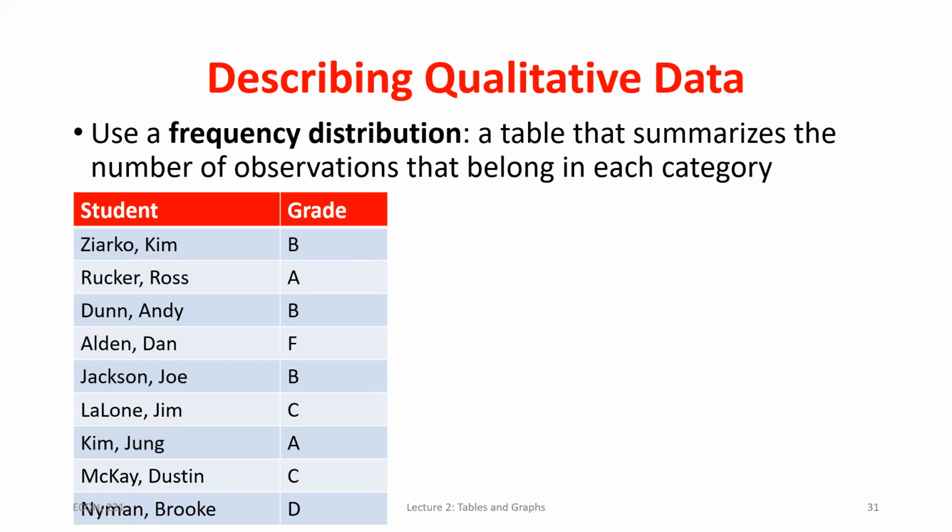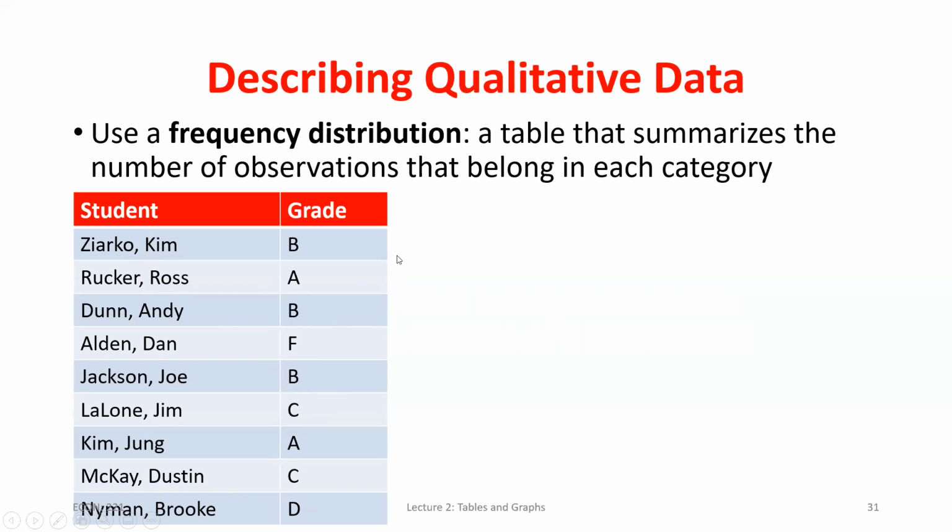But the first thing we're going to talk about, and we'll start with qualitative variables, is frequency distributions. Frequency distributions start to give me an idea for one specific variable about where the majority of the responses are. So here I've got what looks like 10 people and a letter grade they got in the class.